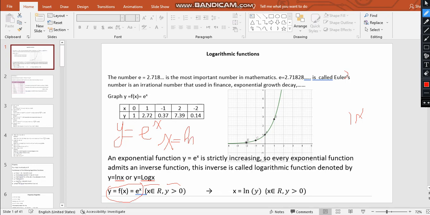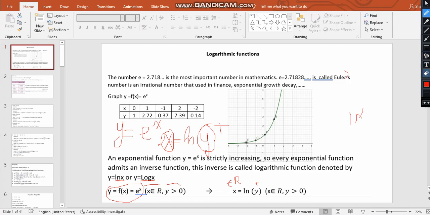Euler is a mathematician. Ln is Neperian, for John Neper, ln of y. The y inside is always positive. You cannot have ln of a negative. If you put it in the calculator, ln of a negative is impossible. So here y is always positive, and x can be anything. That's why x equals ln y. x belongs to R, it can be anything, but inside is always positive.